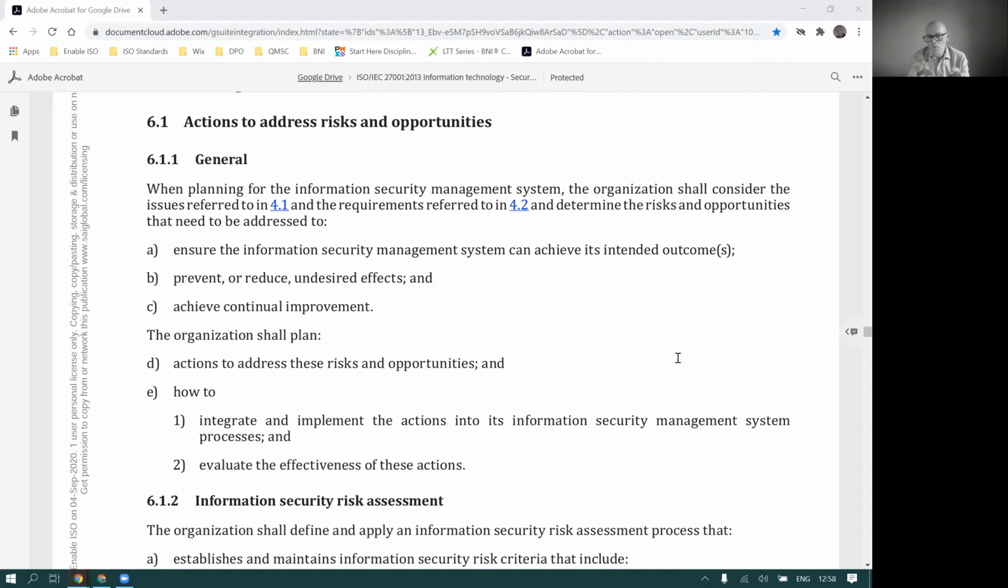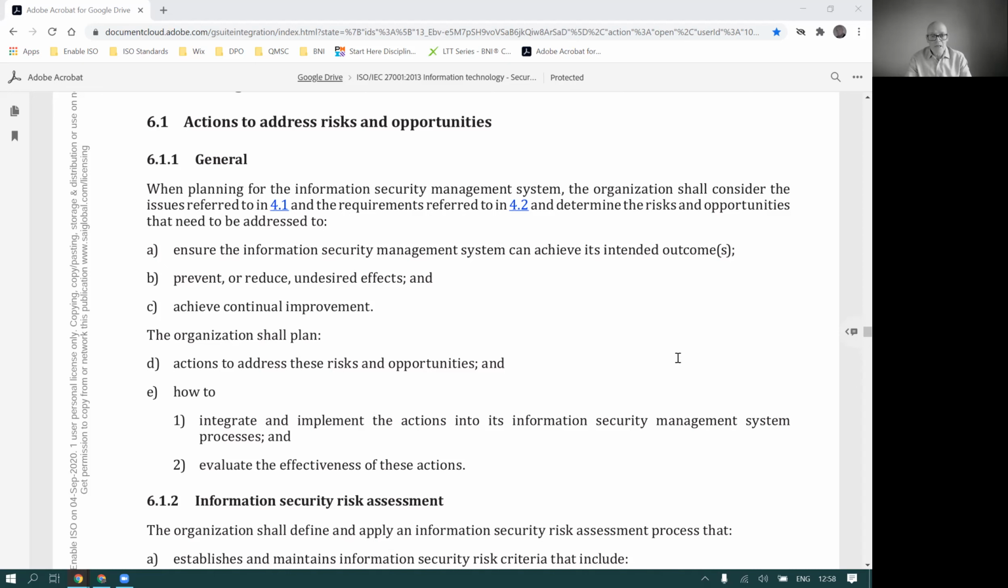But essentially, in this video we're looking at clause 6.1.1, the general application, and we're building upon what we've already looked at in the previous video for ISO 9001. Okay, so let's have a look at the criteria. When planning for the information security management system, the organization shall consider the issues referred to in 4.1 and the requirements referred to in 4.2, the determination of risks and opportunities that need to be addressed to ensure the information security management system can achieve its intended outcome, prevent or reduce undesired effects, and achieve continual improvement.